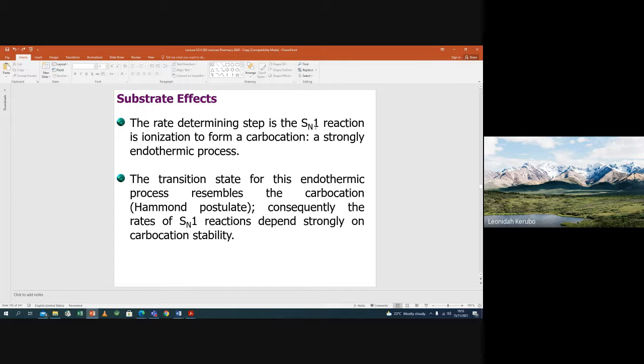The rate determining step in SN1 reactions is ionization to form a carbocation, a strongly endothermic process, and we've said this is the slowest step and therefore it's the rate determining step. The transition state for this endothermic process resembles the carbocation. Consequently, the rate of SN1 reactions depends strongly on the carbocation stability.